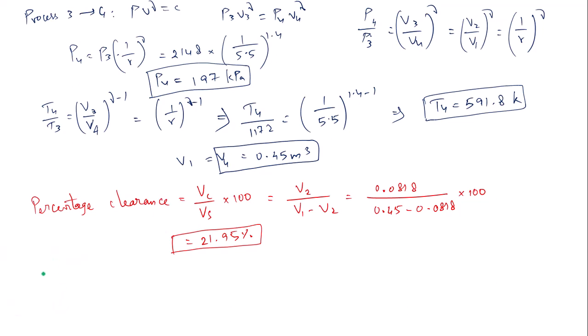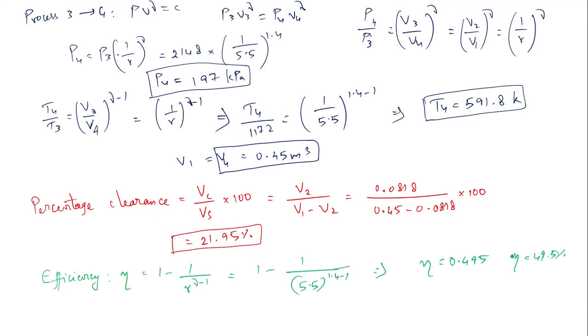Next, what we are going to estimate is the efficiency. Okay, the efficiency equation for Otto cycle: eta is equal to 1 minus 1 by r power gamma minus 1, which is 1 minus 1 by 5.5 whole power 1.4 minus 1. Upon simplification, we will get efficiency in decimal form, which is 0.495. If I write it in terms of percentage, efficiency is going to be 49.5%. Clear? So the efficiency has been estimated.